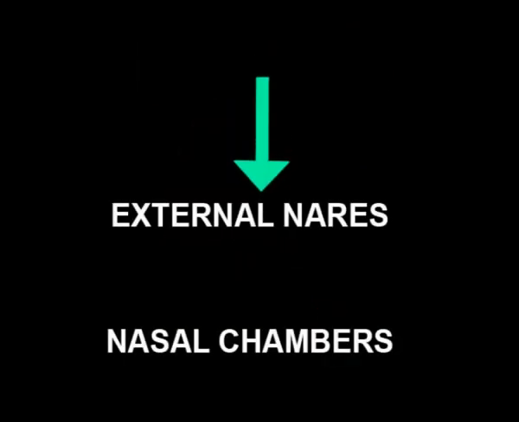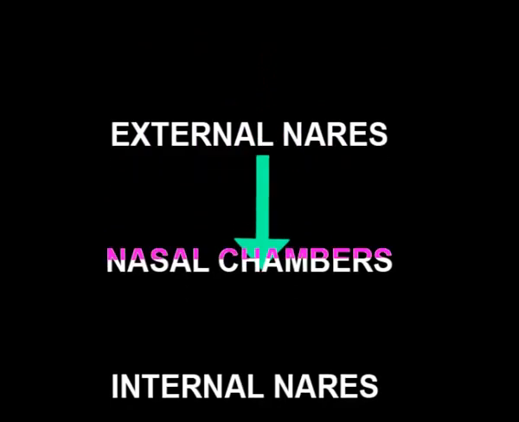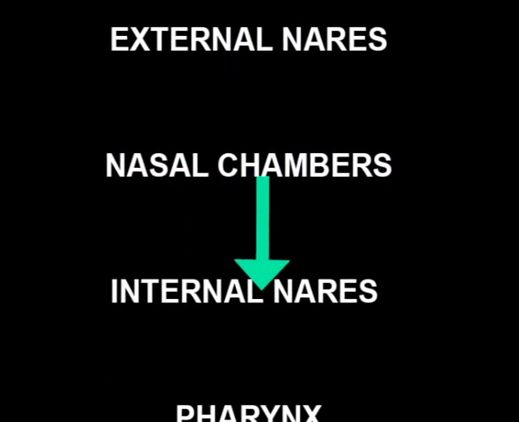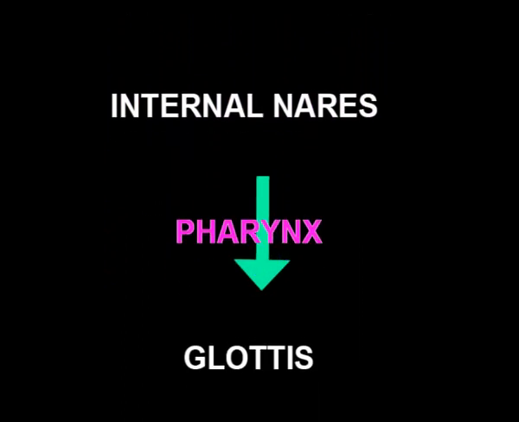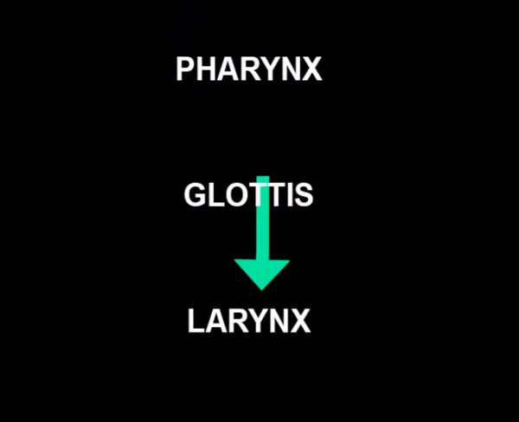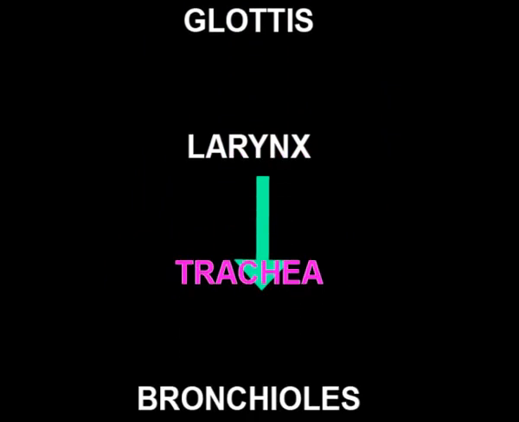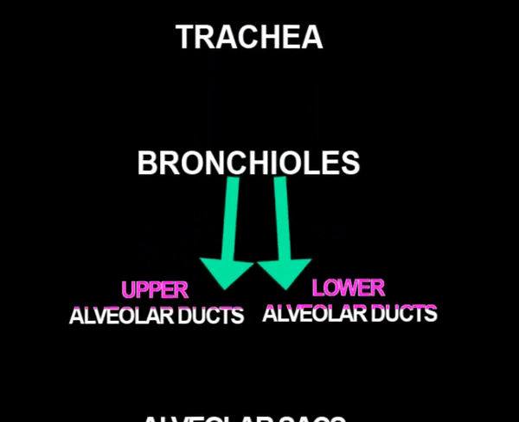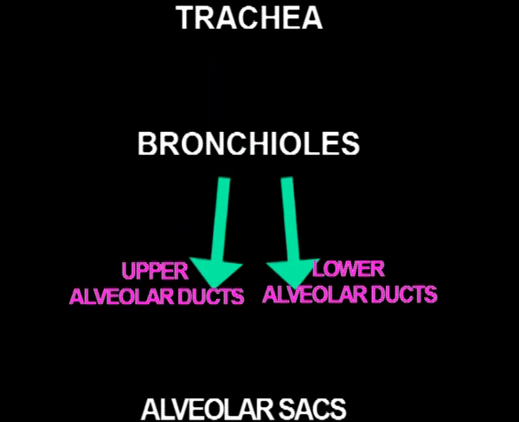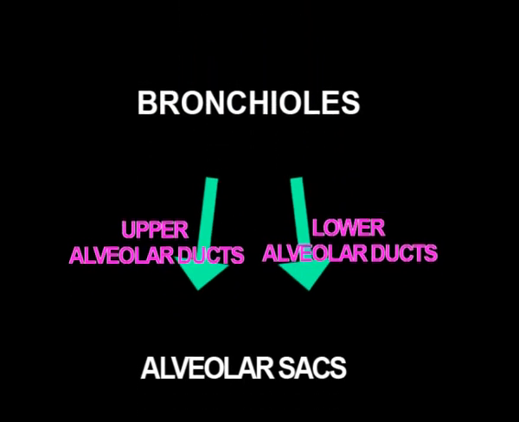The air follows this route: external nares to nasal chambers, to internal nares, to pharynx, glottis, to larynx, to trachea, to bronchioles, then to upper and lower alveolar ducts, and then finally to alveolar sacs.